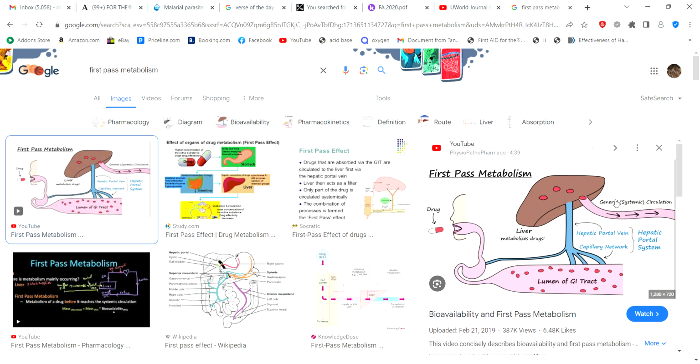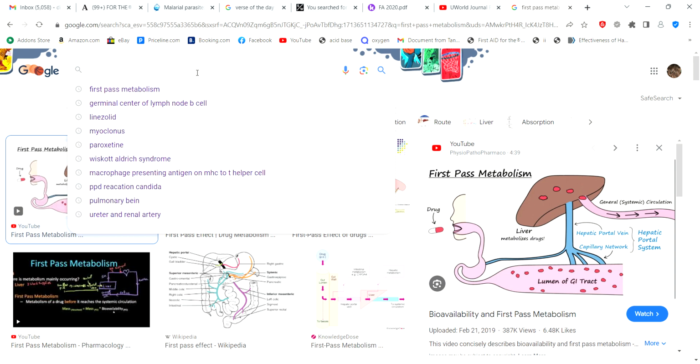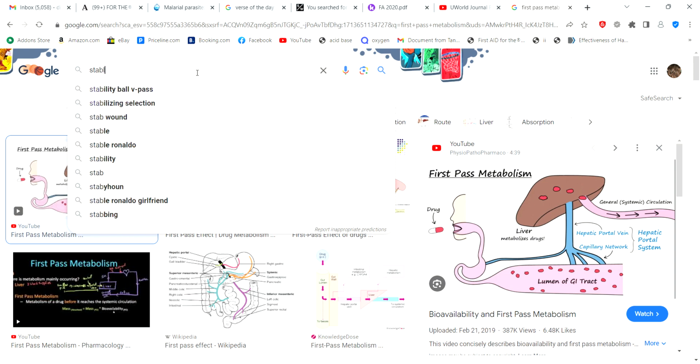Alright. Let's see. Chronic stable angina. For chronic stable angina, you give nitrates, beta blockers, and calcium channel blockers. So what is stable angina?